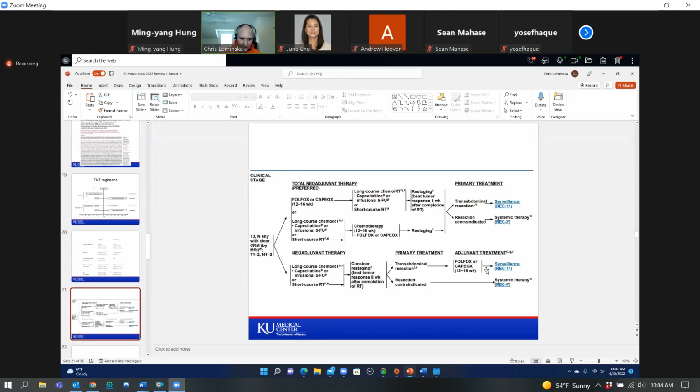And if you look at your NCCN guidelines for T3N positive patients, T3 N any or node positive patients, TNT is preferred. I did ask about contraindications for short course pelvic radiation. That was more of a show me your thought process question.